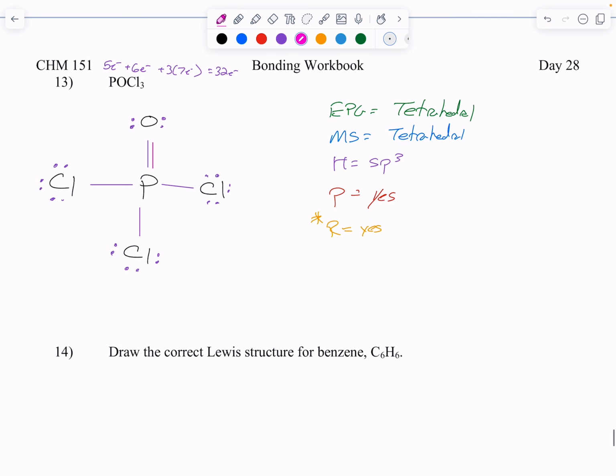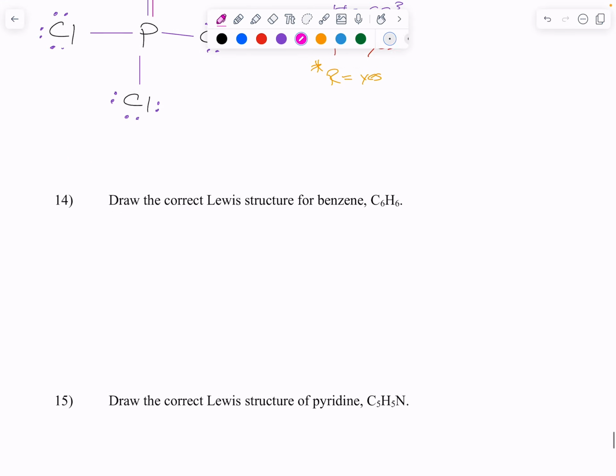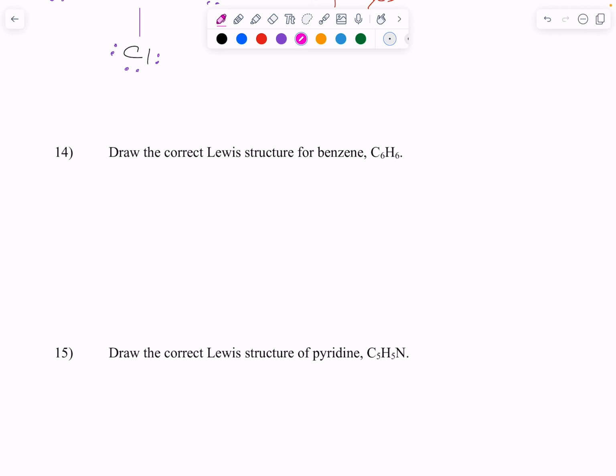All right, let's do benzene. And this is always fun, these two in class, because try it, right? You got 30 electrons, right? You got 6 times 4 electrons plus 6 times 1 electron, so 30 electrons. Try it and figure it out.